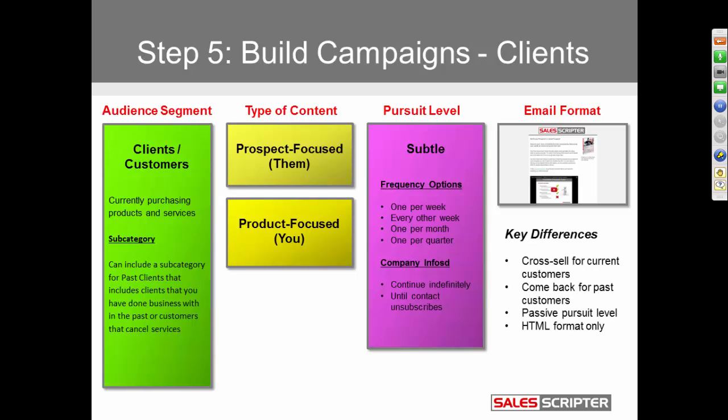Key things to think about differently here: for your existing customers, you want to use this campaign to maybe cross-sell. If you know someone has purchased product A and you also have product B, this is a great campaign that you can use to promote product B to customers of product A.